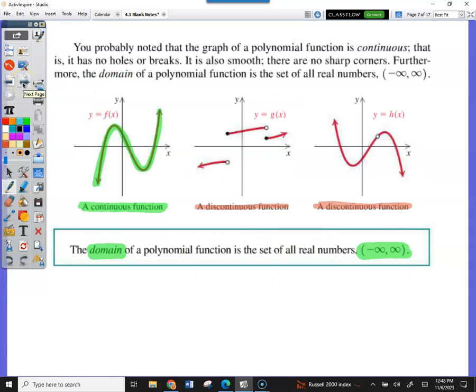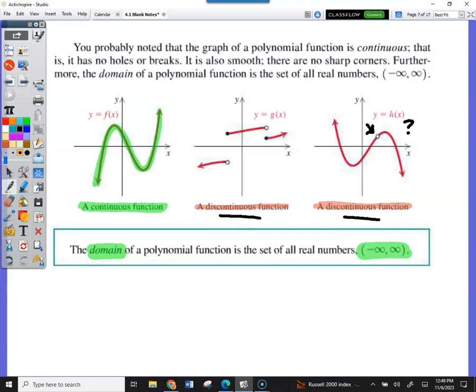Which brings us to the word continuous. Polynomial functions are continuous, meaning you can take your pencil and trace it without picking your pencil up. This is discontinuous here and here because I would have to pick my pencil up to continue tracing it. And you might be wondering, how is this one discontinuous? It's because of the hole in the middle of the curve.